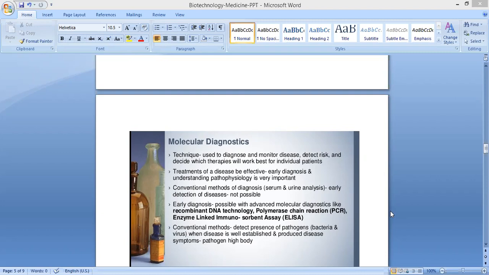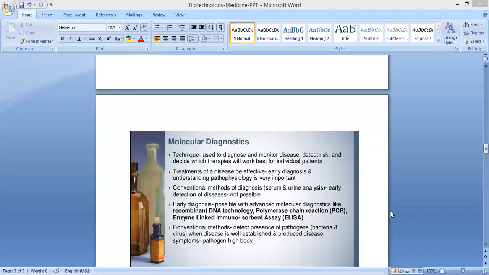I told you early diagnosis is possible with advanced molecular diagnostics. Which are the advanced molecular diagnostics? One is recombinant DNA technology. Second is PCR, or polymerase chain reaction. Third is ELISA, or enzyme linked immunosorbent assay.